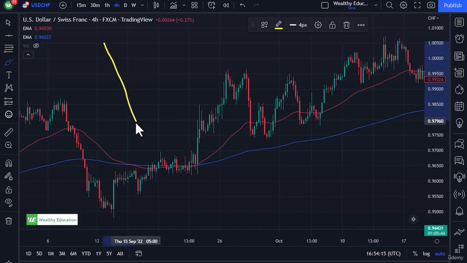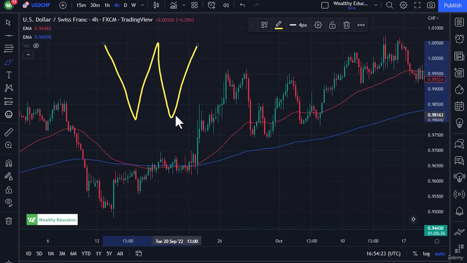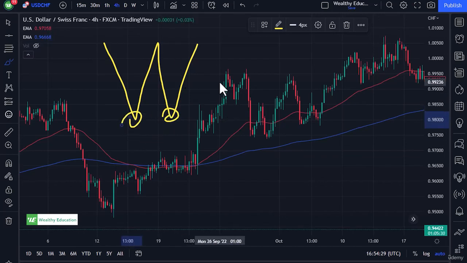A double bottom is just what it sounds like. Market falls, bounces. It's formed one bottom. It falls, it bounces again. It's formed a double bottom. So sometimes you'll hear it called the W pattern. It's kind of interchangeable, and you can see why.